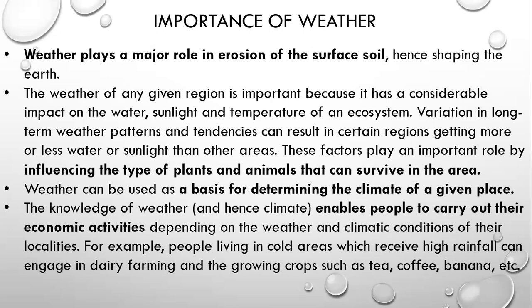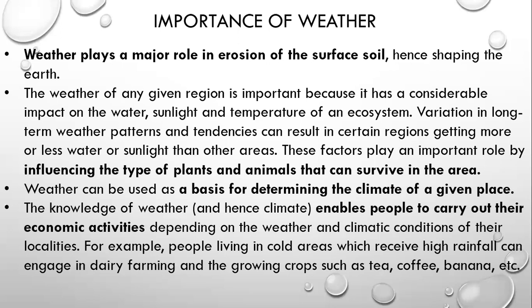The second one is that the weather for any given region is important because it has a considerable impact on the water, sunlight, and the temperature of an ecosystem. Thus, the variation in the long-term weather patterns, which forms the climate, results in certain regions getting more or less water or sunlight than other areas. Now, these factors play an important role by influencing the type of plants and animals that survive in the area. So basically, I can say weather contributes to the distribution of vegetation and of living things on the surface of the earth.